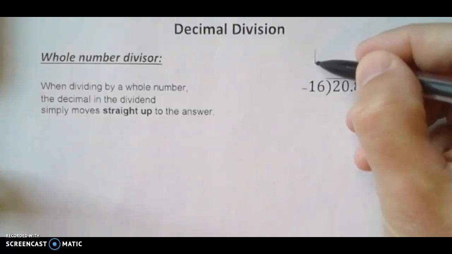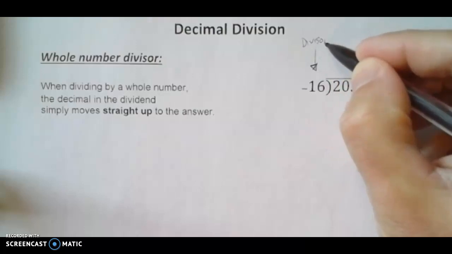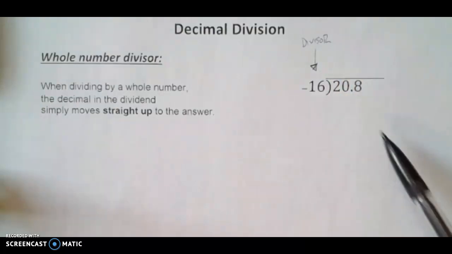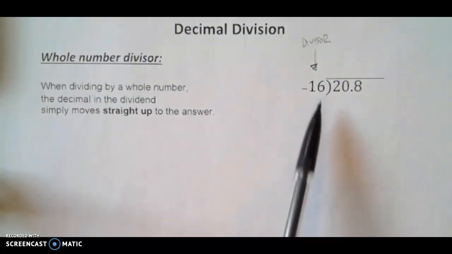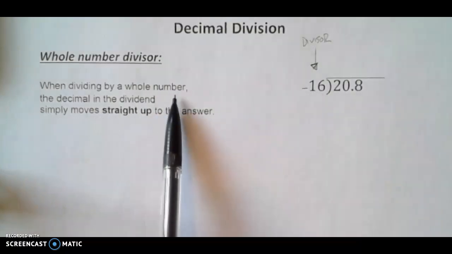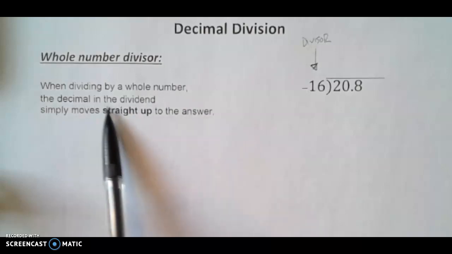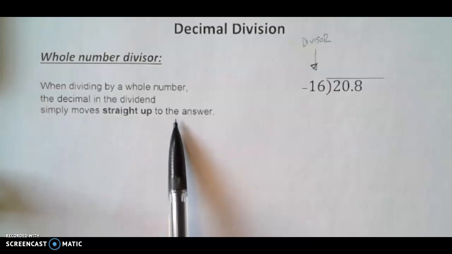This number that's on the outside right here, this is called the divisor. The number that's getting divided is called the dividend. We will always want to have a whole number divisor. When you're dividing by a whole number, the decimal simply moves straight up into the answer. The decimal from the dividend is going to go straight up into the answer.